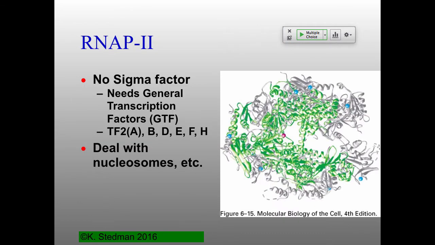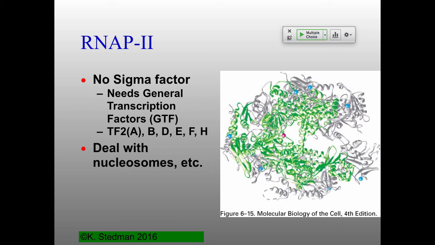So what about RNA polymerase II? This is now the RNA polymerase making all of the messenger RNAs. Unlike bacteria, it doesn't have a sigma factor. So how does it find the right promoter? Well, it turns out it has analogous but not homologous proteins for doing this.